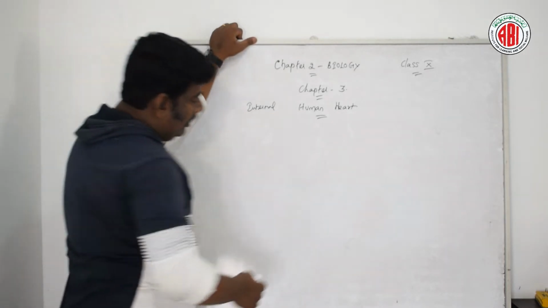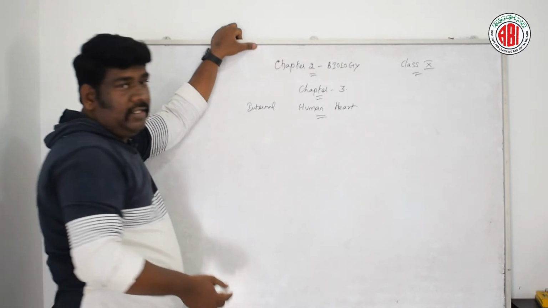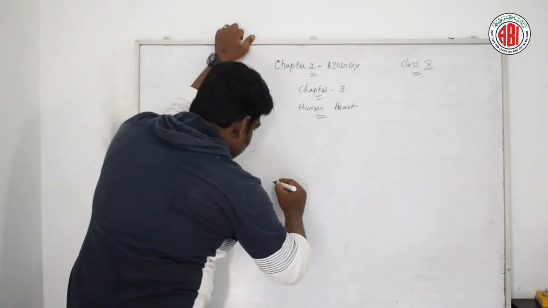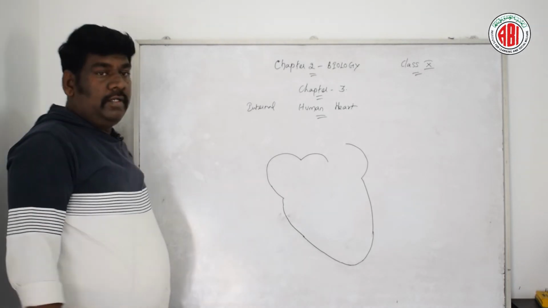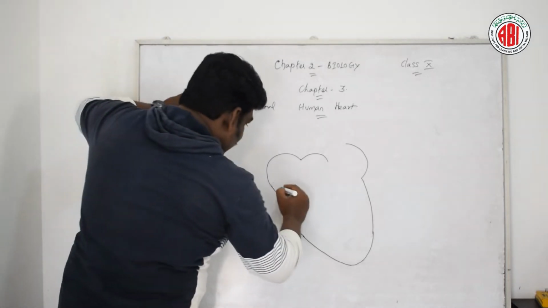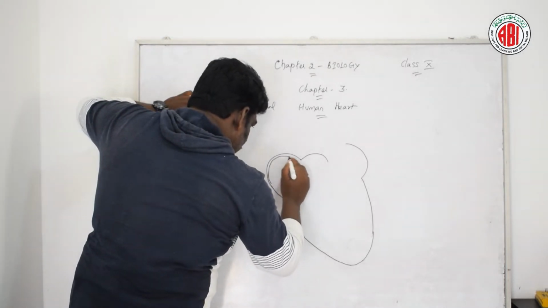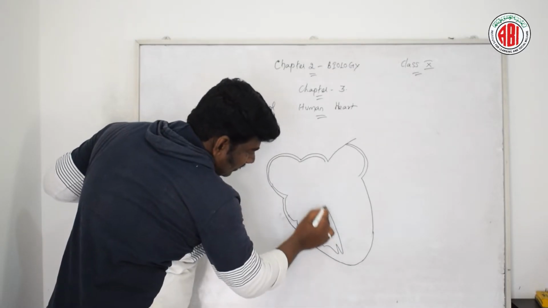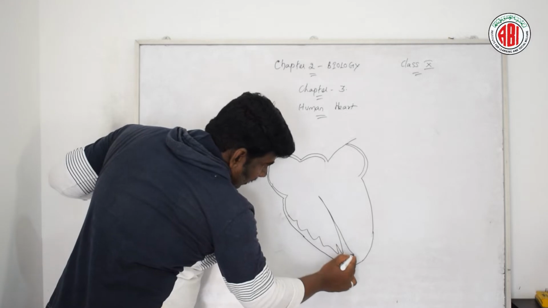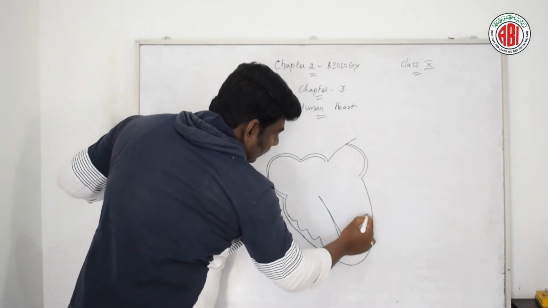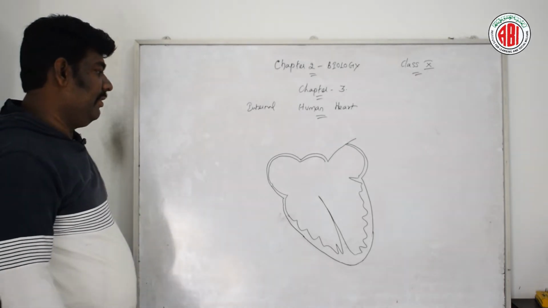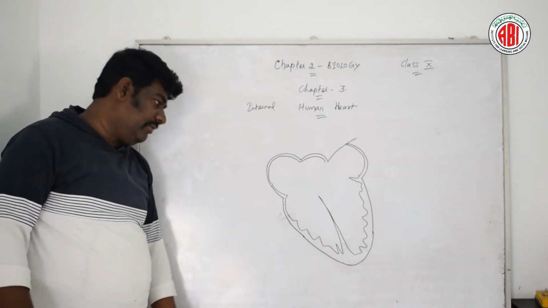First, draw one oval shape or oval structure. Okay, so like this. Yes, now here we can show double layers, some wavy structures like this, and one elongated structure like this, some wavy structure. If you show that, that is enough. So almost we got the boundary of the heart.